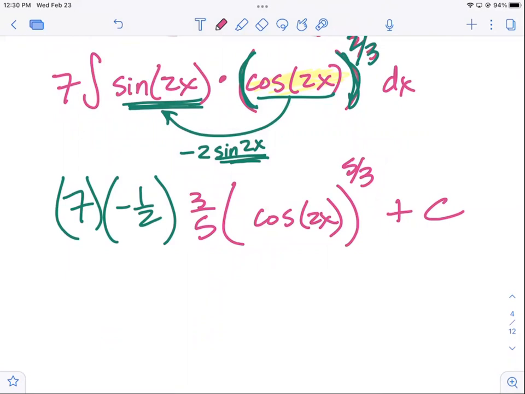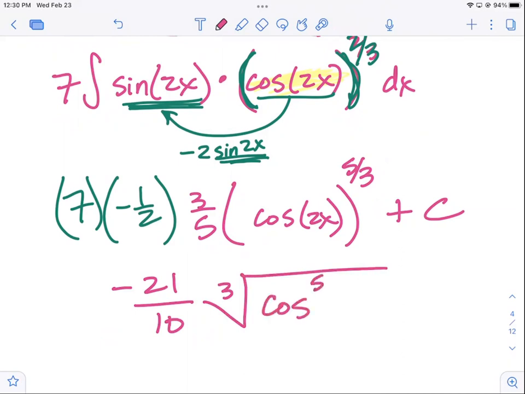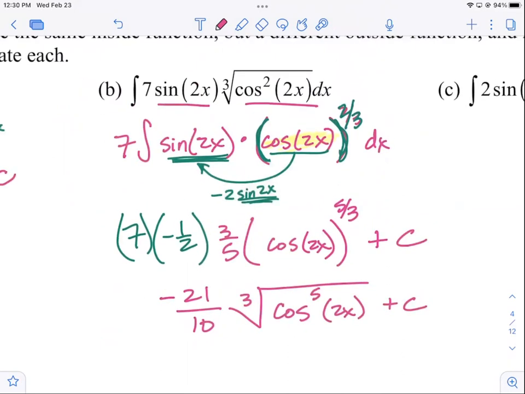Now, cleaning up, let's see what we got here. We've got a negative 21/10 times the cube root of, and we'll write that as cosine to the 5th of 2x. So it starts in radical form, will end in radical form, but rational exponent form in between. Okay, and there again, we had one of each type of coefficient. We had the rider of 7, the correction of a negative 1/2, and the rule coefficient of 3/5.